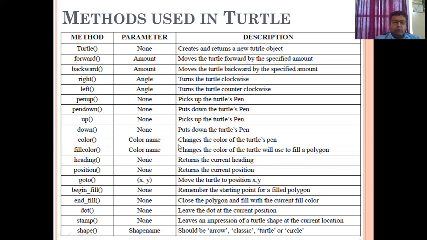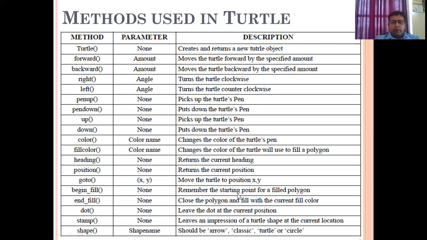Color: you have to provide the color name to change the color of the turtle pen. We can provide different colors to this particular pen. Fill color: it will change the color the turtle will use to fill a particular polygon. So if we draw a polygon, then fill color means it will fill the inside with a particular color. The same concept we have seen in computer graphics too. Now heading, it will return the current heading. Similarly, position will return the current position. Then goto x y will move to that particular position. You have to give the location in terms of x y coordinates.